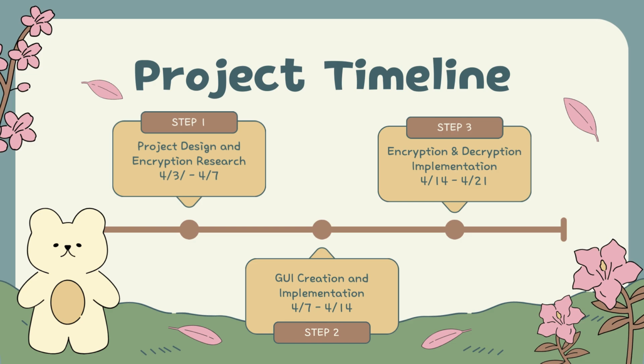Our project timeline started off on April 3rd. Initially, we concentrated on the design and encryption research to lay out a strong foundation. Then we moved on to the hands-on phase, where we implemented and tested our encryption algorithms to ensure they were secure and effective. Finally, we developed a friendly user GUI and carried out final testing to ensure everything functioned seamlessly. Each phase was crucial for building a reliable application.